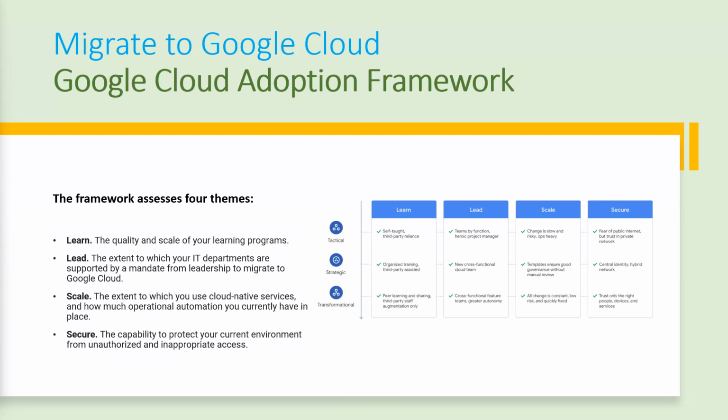When we're talking about scale, you use cloud native services, and how much operational automation you currently have in place and how much you're going to use it. And this comes under scale, and you can see the scale is: change is slow and risky and operationally heavy. Templates ensure good governance without manual review. You have to use an automated system kind of thing. All change is constant.